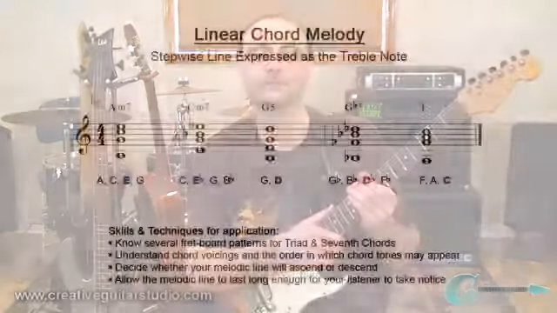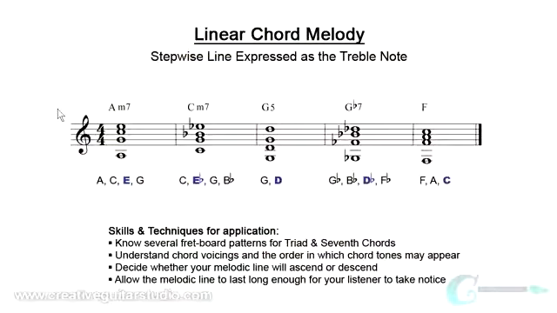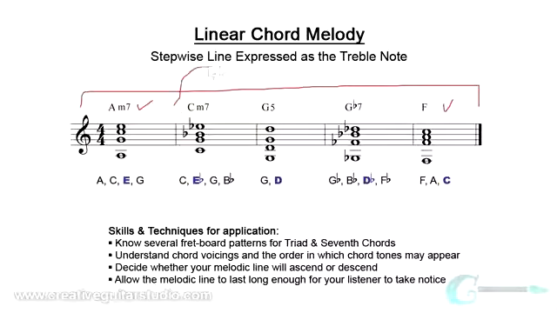So to get things started, let's have a quick look at some basic elements of how chords can imply stepwise moving melody. All right, in our first example, I have a series of chord changes here that are basically in the key of F major. The F is obviously the root. We're starting on the third chord of the key here. It's an A minor. And then we're going to progress through a series of chords in the middle here that will express a stepwise line as done up as the treble note.